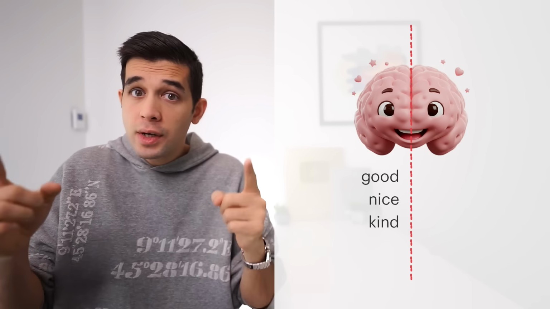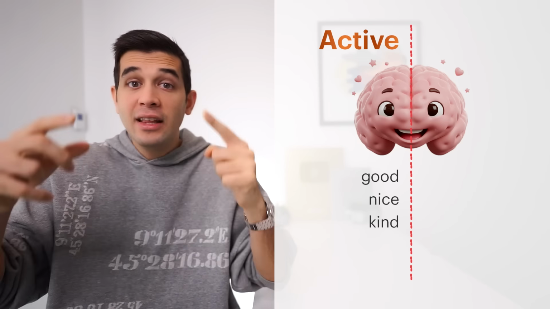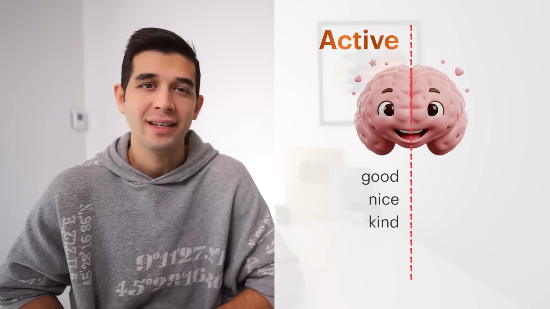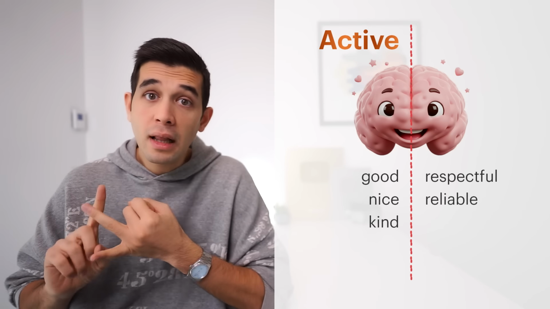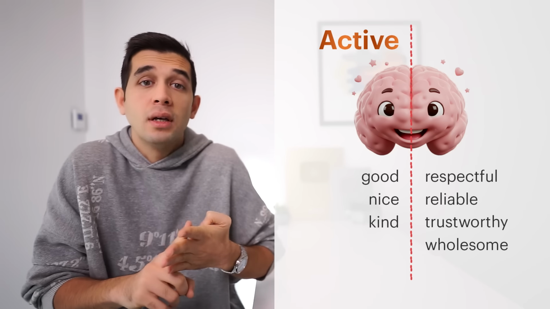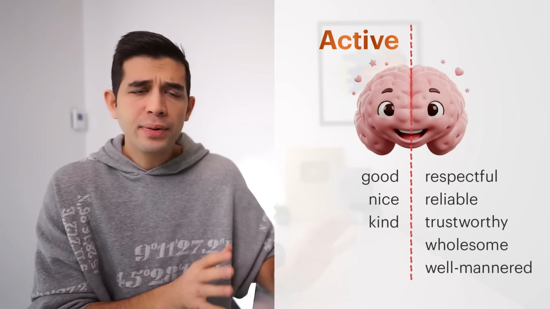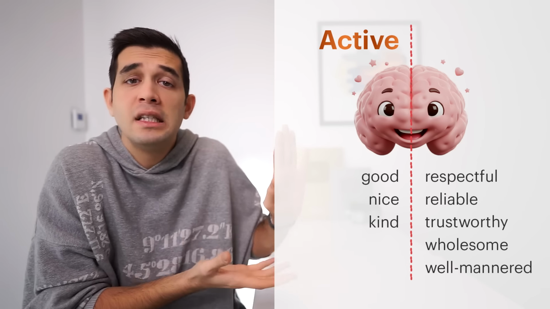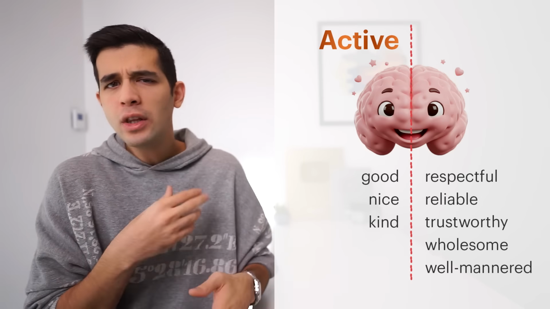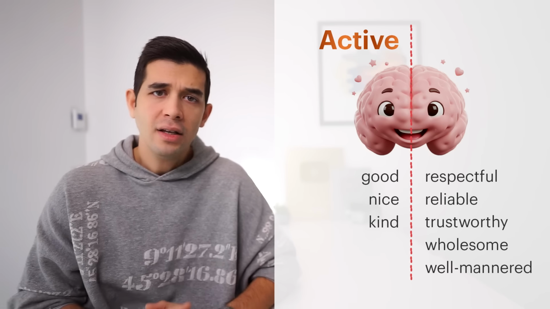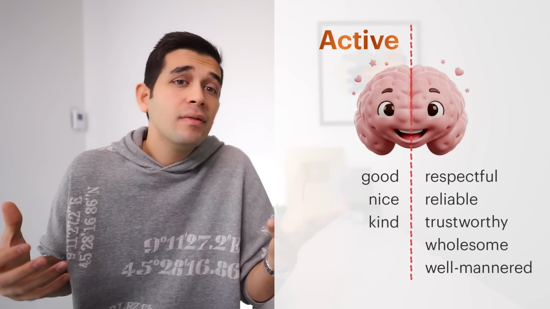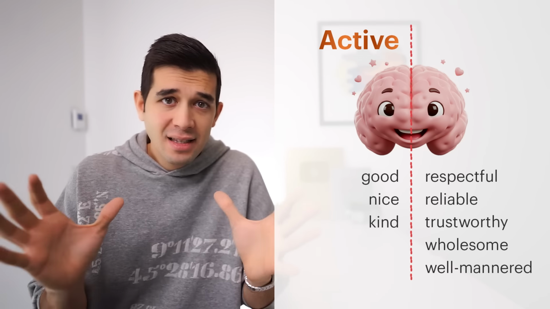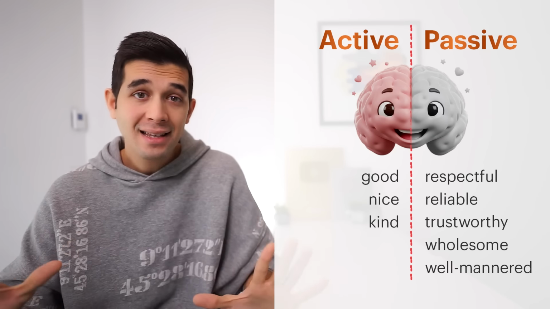You thought about these words because these words are active in your brain and you can use them when you want to speak. But instead of these words, you could have said respectful, reliable, trustworthy, wholesome, well-mannered. Now, I'm pretty sure you know the meaning of at least most of these words, but when you wanted to describe Jack, you didn't use any of them. So you know what they mean, but you do not actively use them. That means these words in your head are passive.